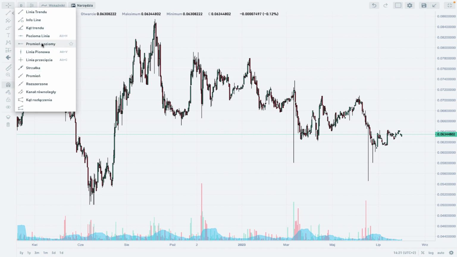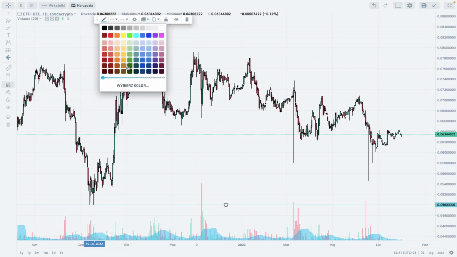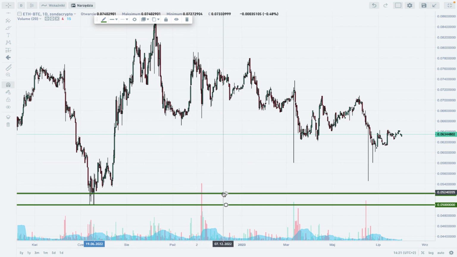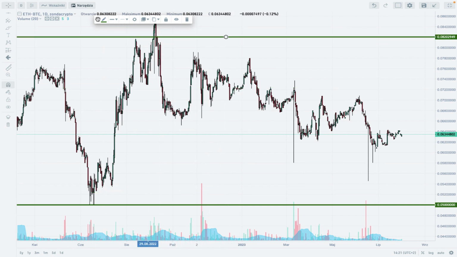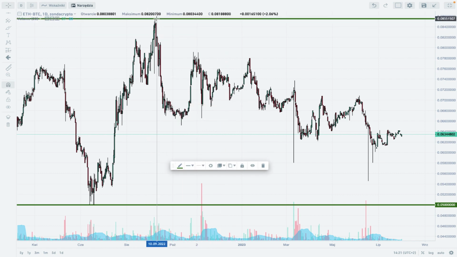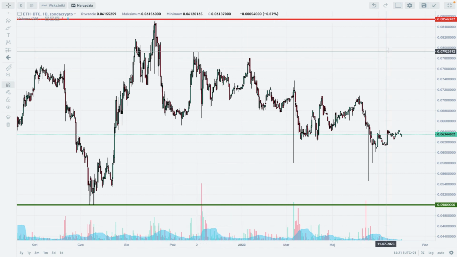So let's just take a look at the main levels here at the beginning. We got the long-term technical support, let's establish that at 0.05 basically. And then, of course, a long-term technical resistance, which is surely located at 0.08055. This is the red color, so resistance, and this is how it looks.